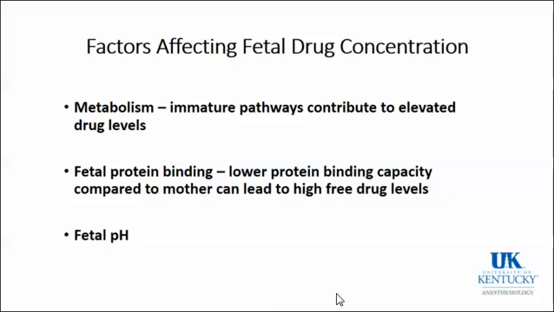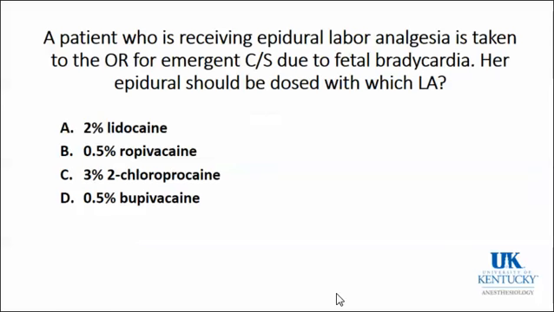So for those drugs that are highly protein bound, there's not as much transfer, but once those drugs get over to the fetal side, they are more likely to equilibrate with the maternal side because there's less protein binding on the fetal side, and so there will be more free drug available on the fetal side. And then finally, fetal pH will have an effect on fetal drug concentrations within the fetus. And so this leads us to our next question.